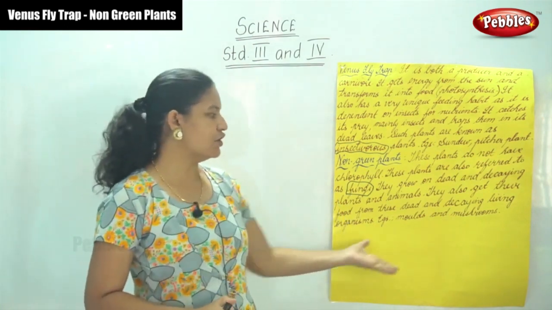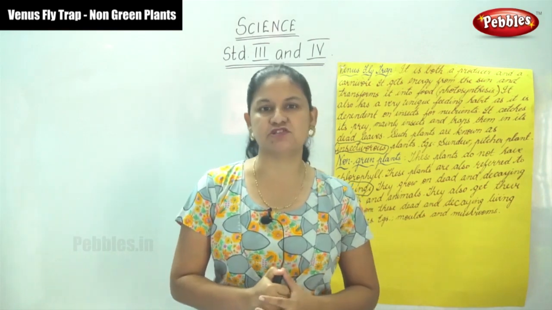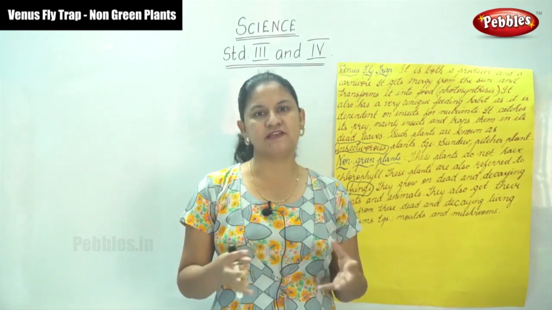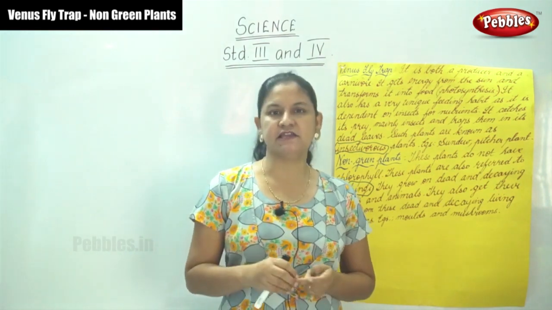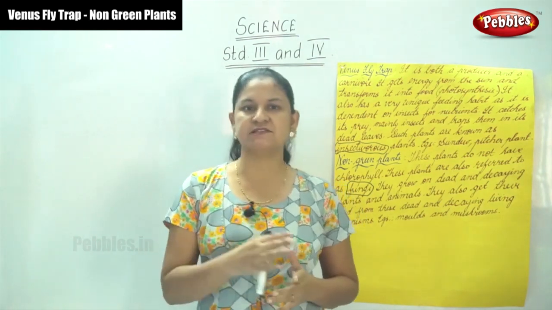The examples are molds and mushrooms. Normally you find molds and mushrooms surviving in damp places or in places where there are dead and decaying plants and animals. So these are the three different types of amazingly different plants.